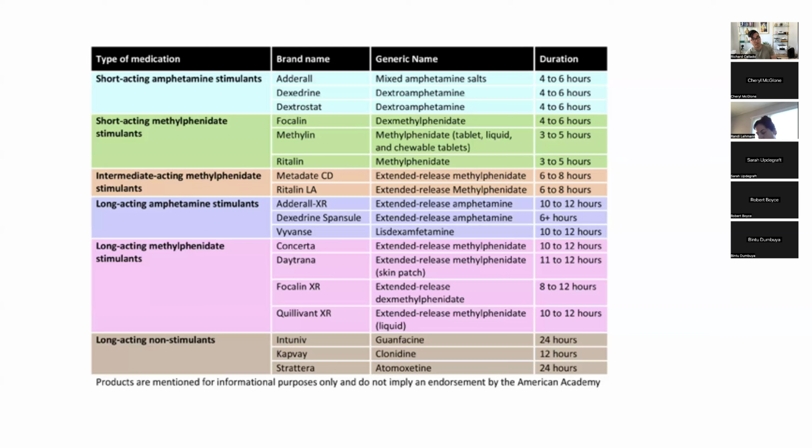Guanfacine is metabolized by 3A4. So if someone wants to take chamomile tea, what's going to happen to the guanfacine levels? Is it going to go up or go down? What do you think? Go up. Very good. It's going to go up, right?